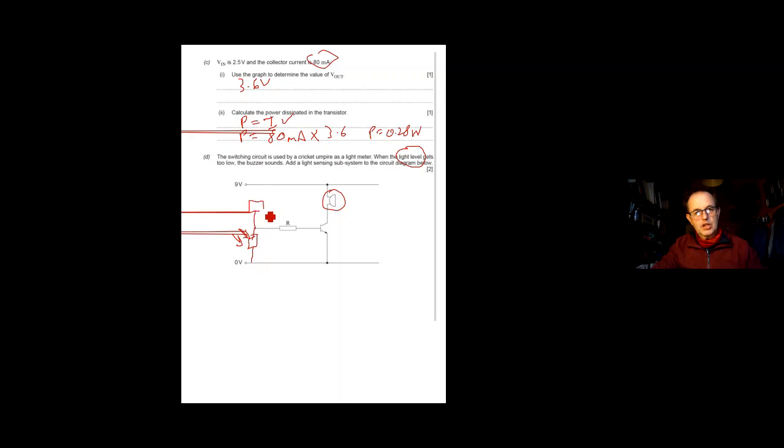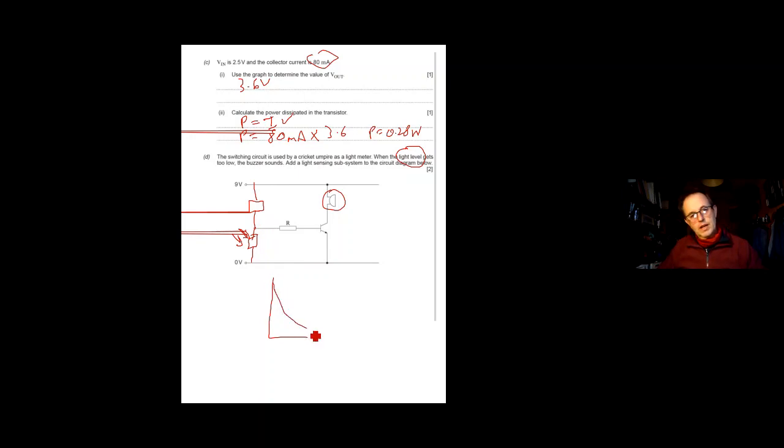Okay, setting up the potential divider. Okay, and there you go. When the light level gets too low, the light level sensor comes on. So you just remember, that light level sensor could be on the top. Right, so what are we going to do?